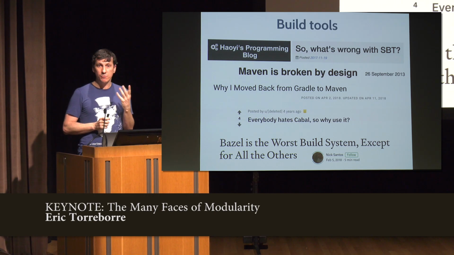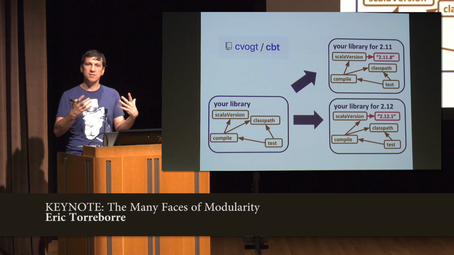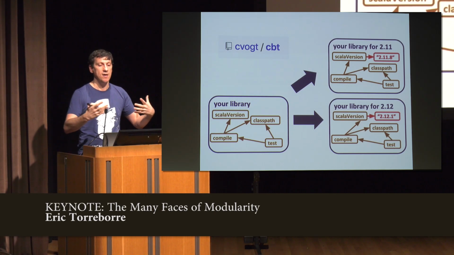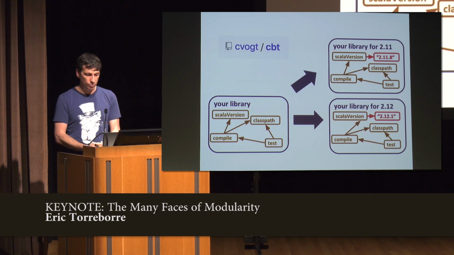And I mean, one of the reasons, there are many reasons, but one of them is that there's lots of configuration that's needed. And very often this configuration is in the form of a graph with dependencies. And this is a presentation from Chris Vogt when he was showing CBT, a build tool for Scala.